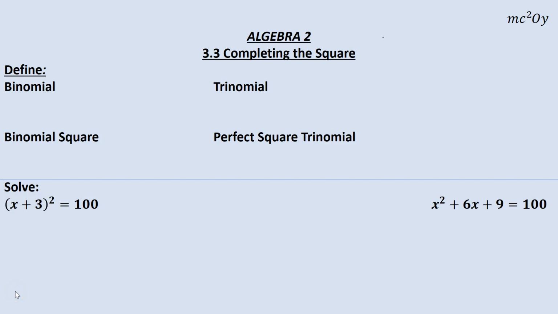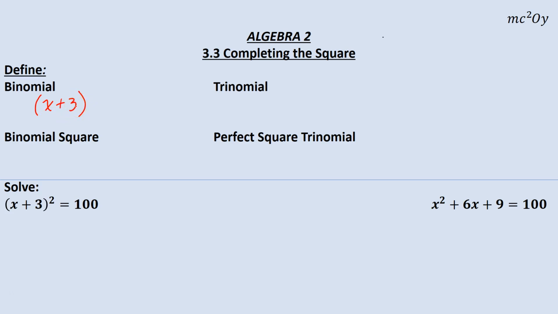All right, well, we're going to do 3.3, completing the square. With completing the square, really we need to know a few vocab terms. First, we need to know what a binomial is. A binomial means two terms. Let's say I have x plus 3. We got one term, two terms.